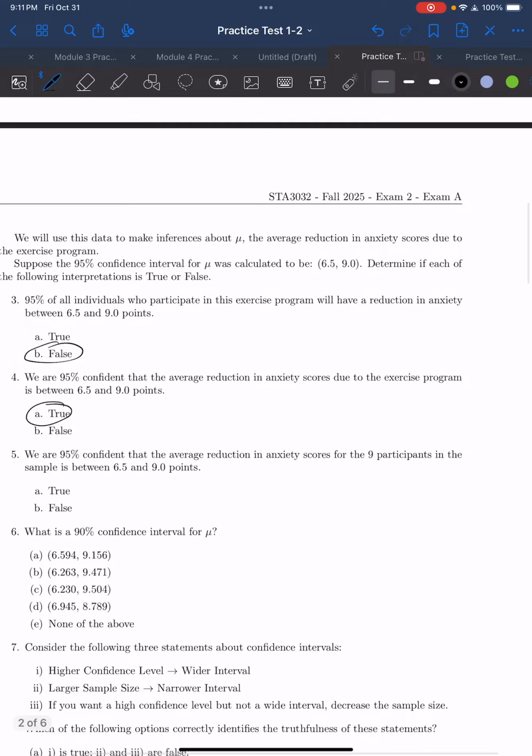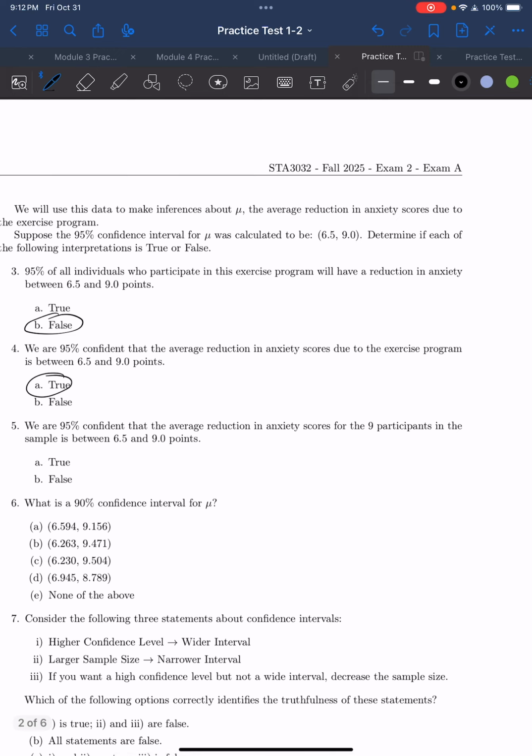And then, we are 95% confident that the average reduction of anxiety scores for the 9 participants in the sample is between 6.5 and 9.0 points. This is false because our confidence interval is for our true population mean, but that doesn't mean that our sample mean will lie within it. Also, since our sample size is so small, the chances are that we probably will have outliers in our sample, and so we can't be confident. This is not what our interval tells us, so this is false.